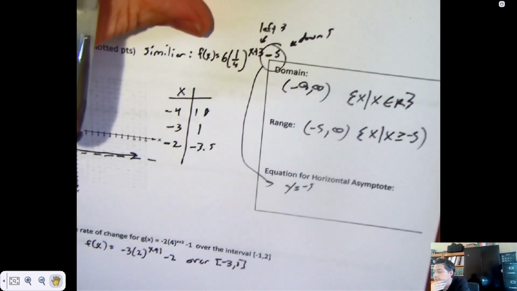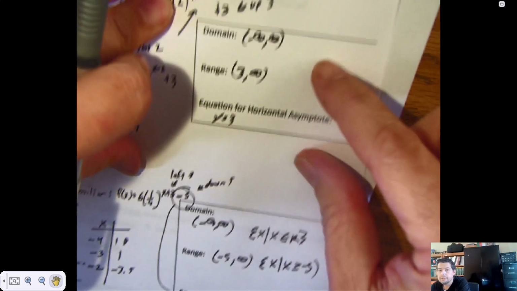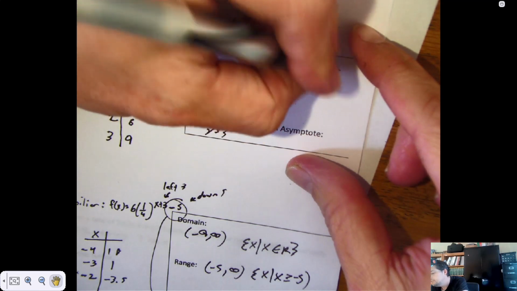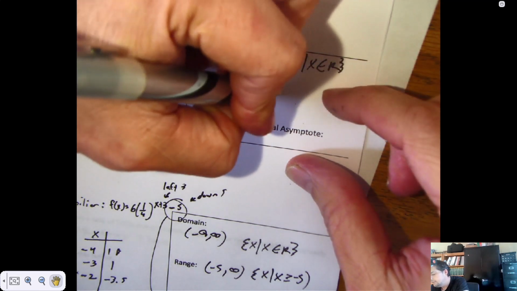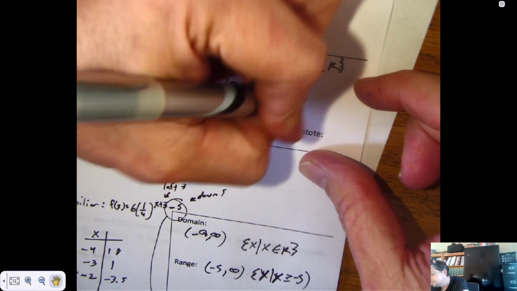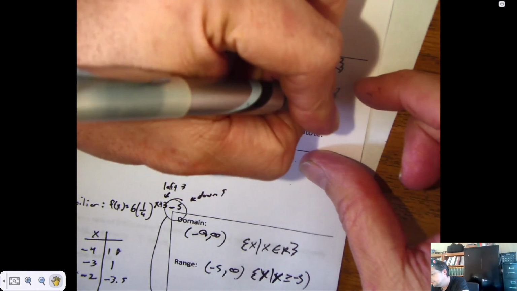It's not that hard. I didn't actually do the set builder up here. I should. All values of x such that x is an element of the real. And all values of y. I don't know why I said x earlier. All values of y such that y is greater than or equal to 3.